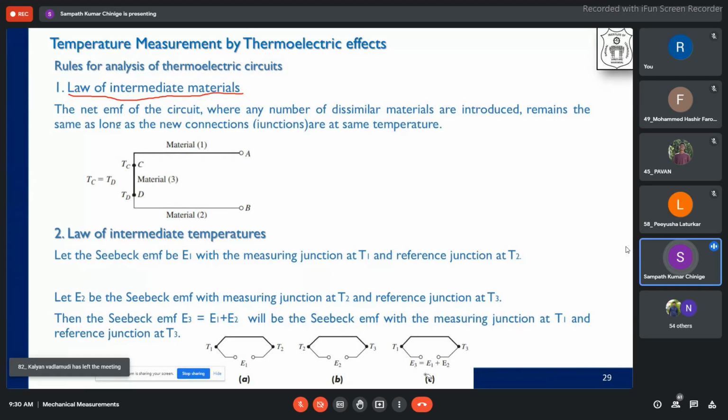So this is the law that says that even though you have different materials joined together, the final net EMF is dependent on the materials that you are trying to join.